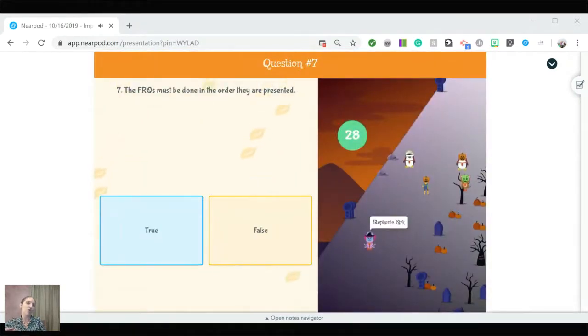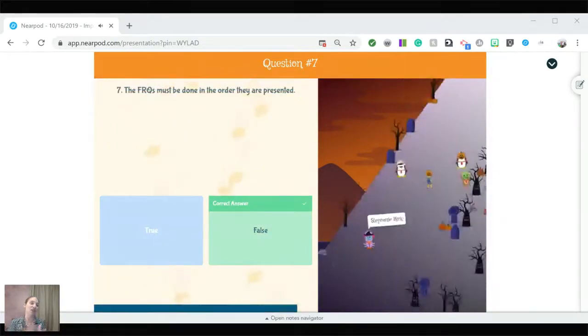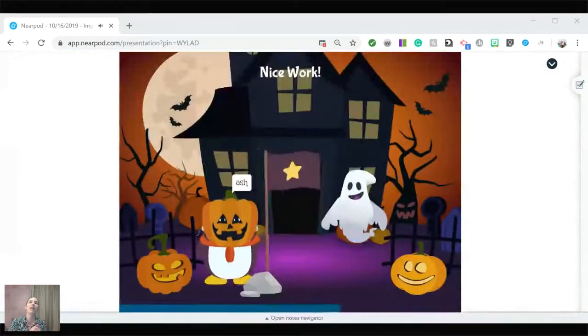Last question. True or false? The FRQs must be done in the order they are presented. What do you think? That is false, actually. You can do them in whichever order you choose, the ones you think might be the most exciting.